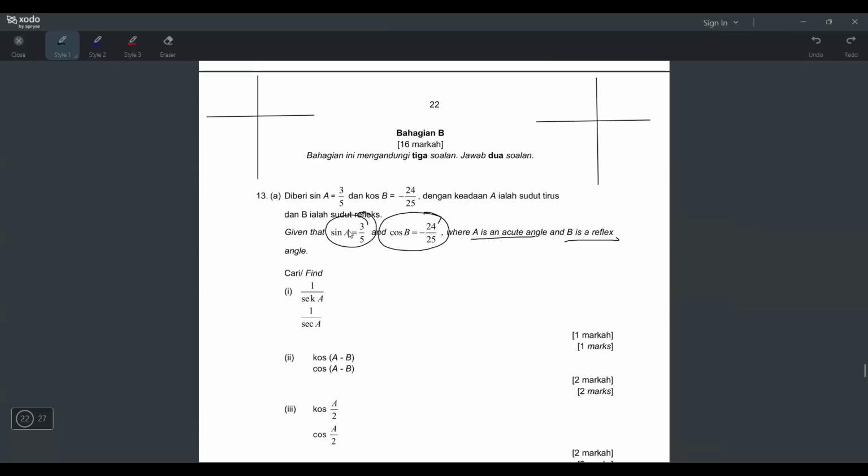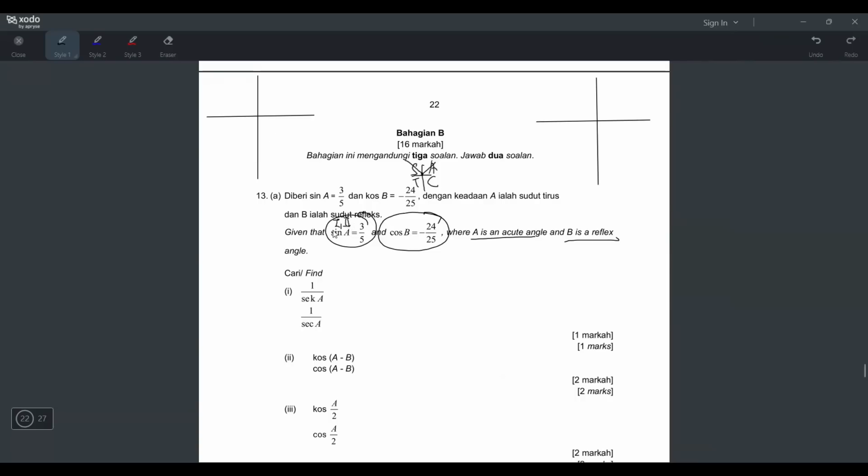So which quadrant is my angle? You can determine by looking at the sign of the answer. So if they say sine angle is 3 over 5, 3 over 5 is positive. So we all know ASTC, add sugar to coffee. If sine is positive, it means quadrant 1 and quadrant 2. Only quadrant 1 and quadrant 2 give you a sine positive answer, right? So it's either quadrant 1 or quadrant 2.